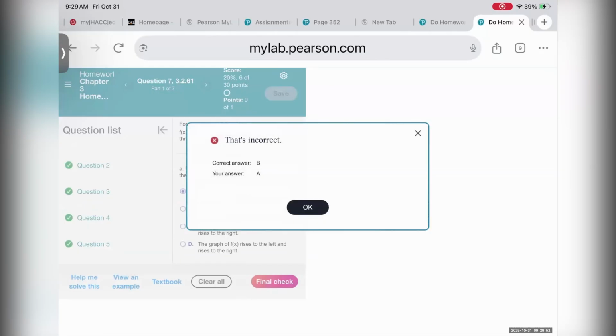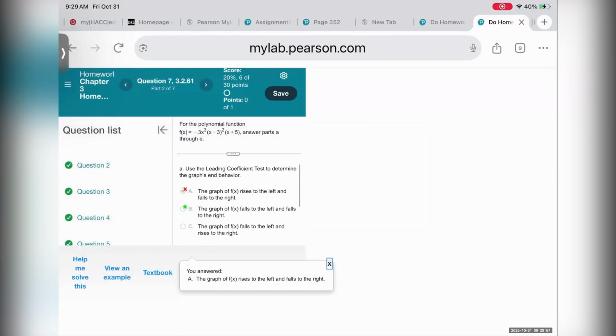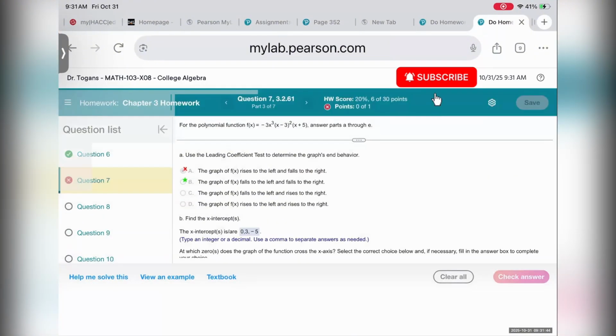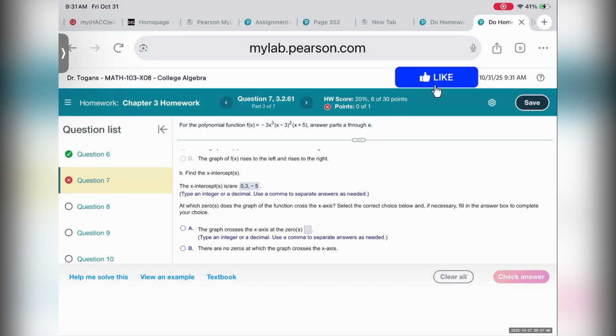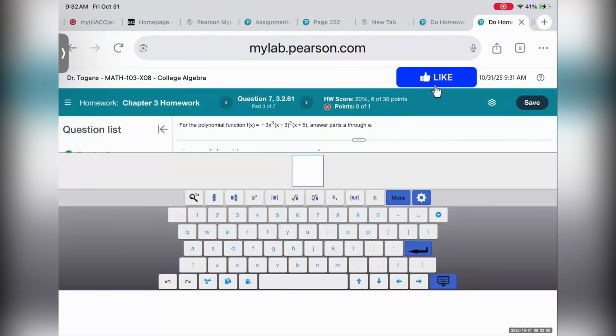Is that all you had to do? That was wrong. Oh, what was the right answer? Falls to the left, falls to the right. Go back to the graph. All of them for x. The graph crosses the x-axis at, I think it was... the 0 is messing with me. I think it was 0, -5 because they're both. I can't remember. Maybe it was 3.